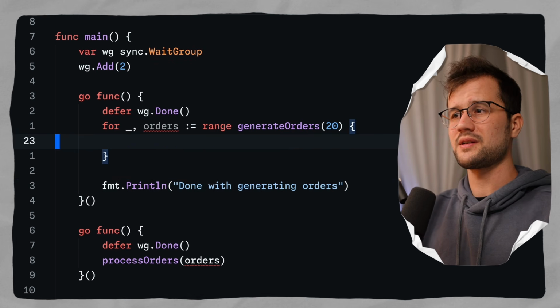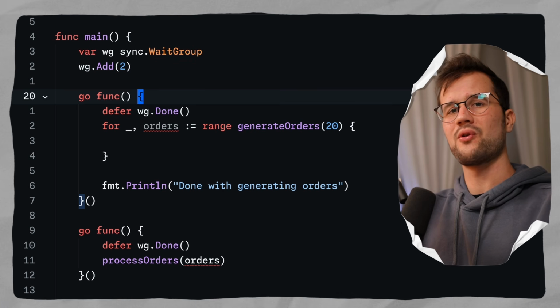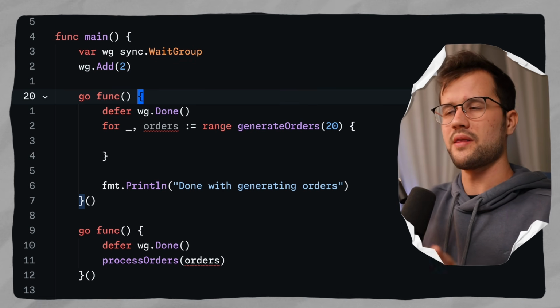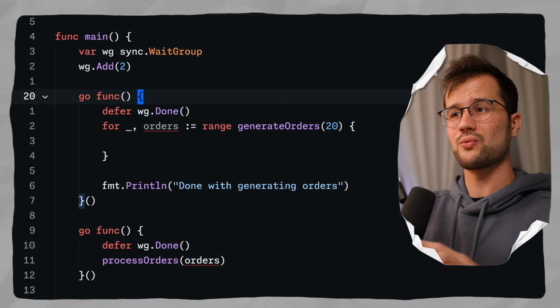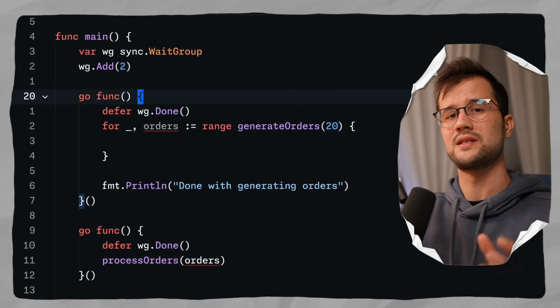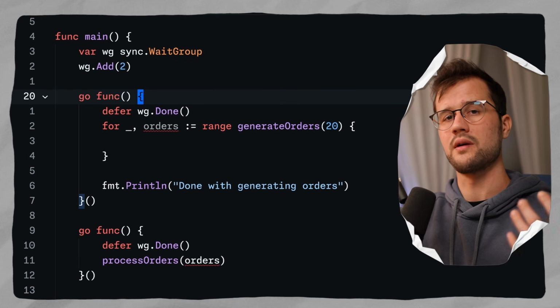Because now what we want is to generate orders in a Goroutine, and we want to receive these orders in another Goroutine, right? And that's where a channel comes into place, whenever we want to send data from one Goroutine and receive it in another Goroutine.